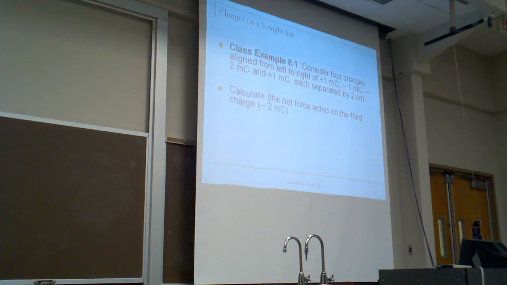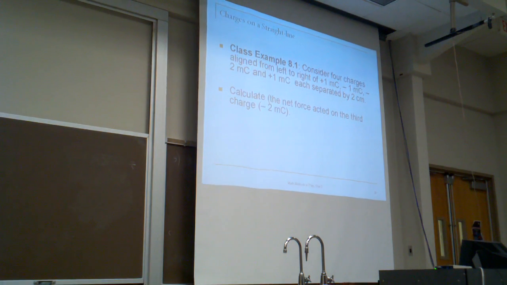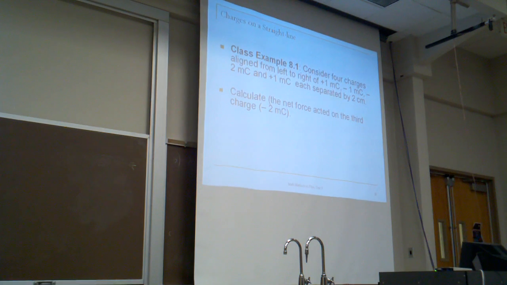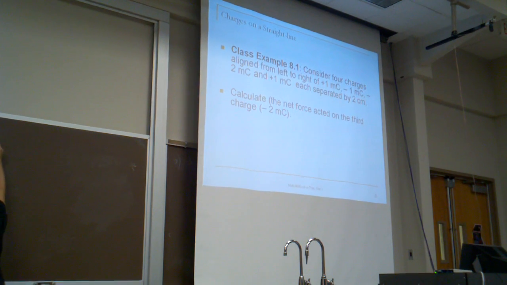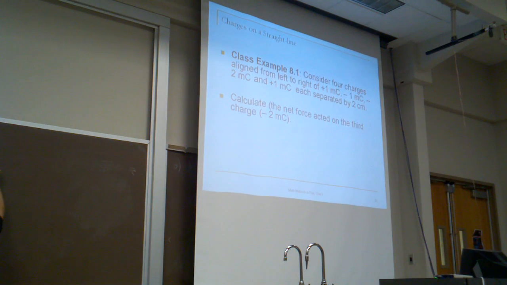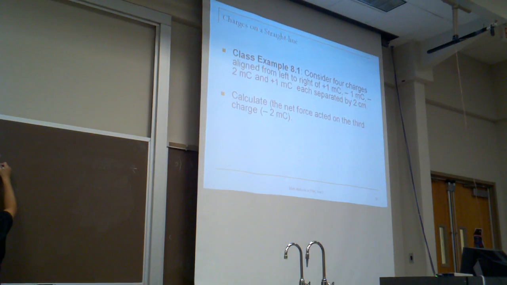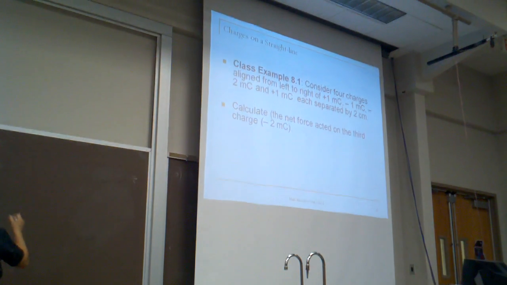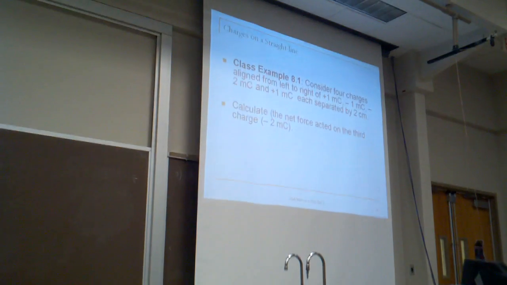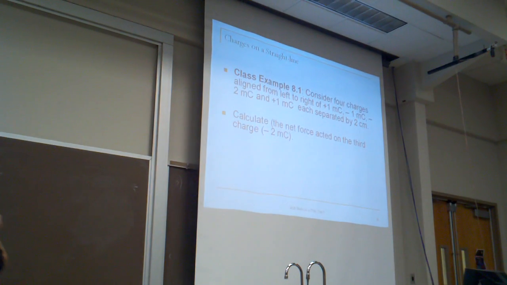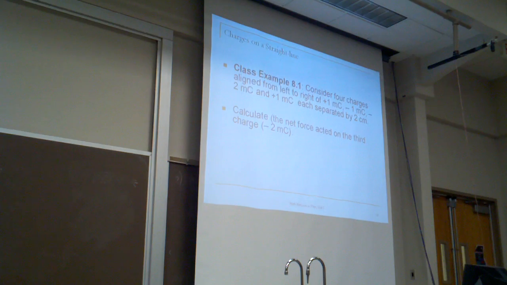Negative 1 times 10 to the power of negative 3. What's Q3? 2 times 10 to the power of negative 3. Q4? 1. Negative. Oh, it is a negative 2. Which one is negative 2? The third one. Third one, negative 2. Okay.